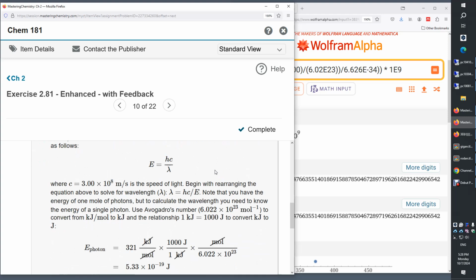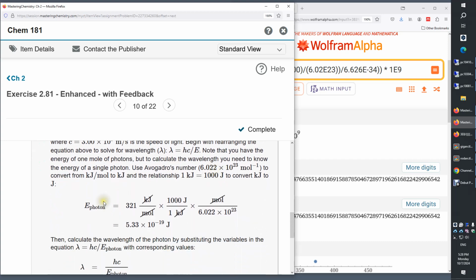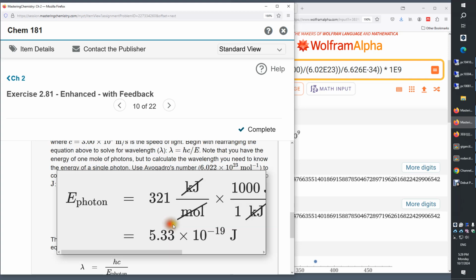Let's see how Mastering Chemistry tackles the problem. The energy of the photon is the amount of energy to break a single bond. It takes 321 kilojoule per mole to break the bonds. So they converted 1 kilojoule to 1000 joule. They converted 1 mole to 6 times 10 to the power of 23. So they got this number as the energy required to break only one bond. That's also the energy of the photon.